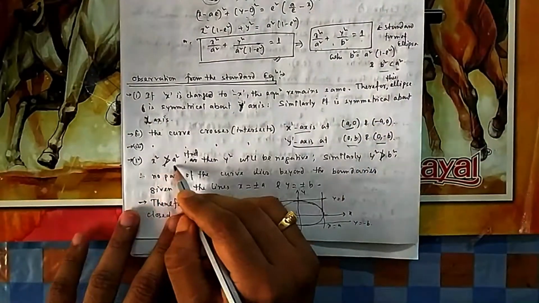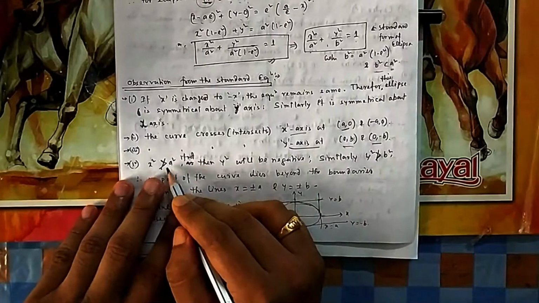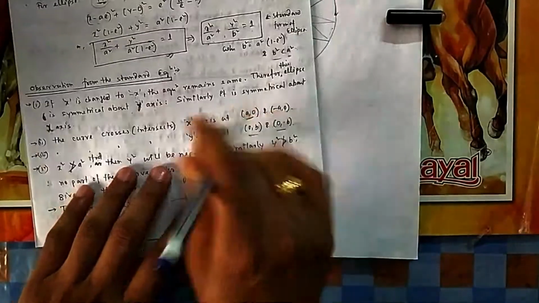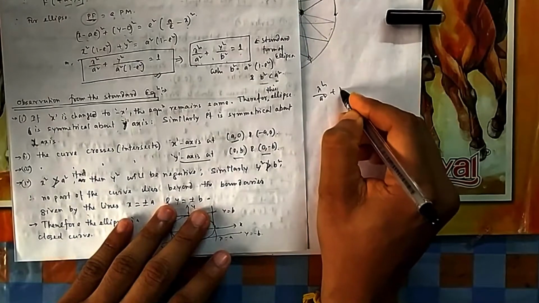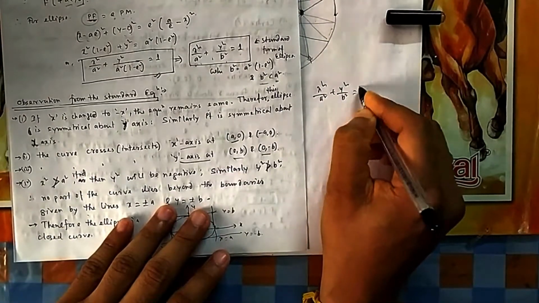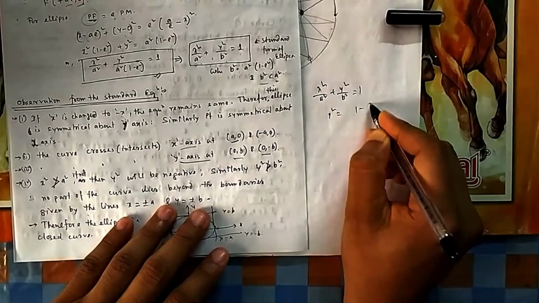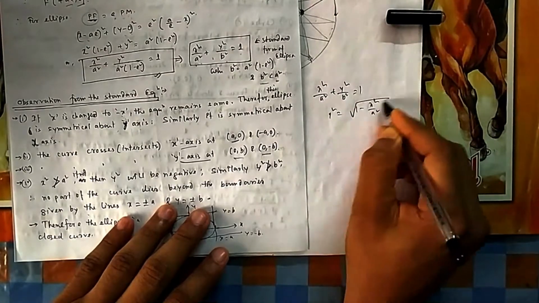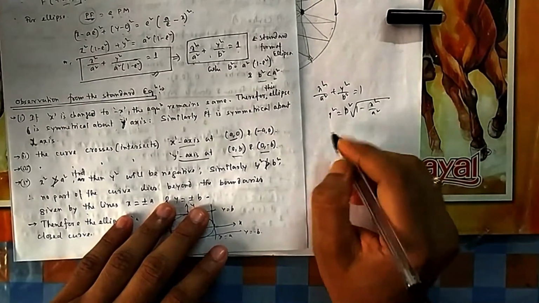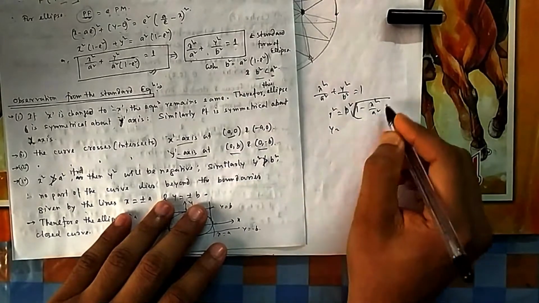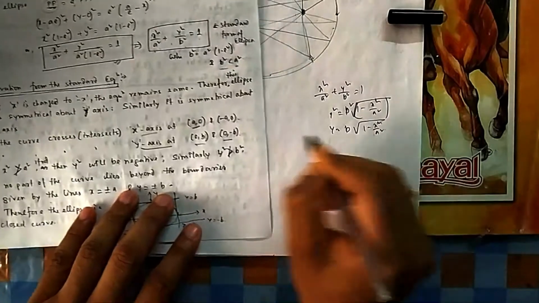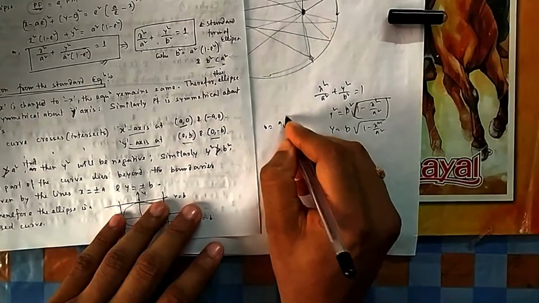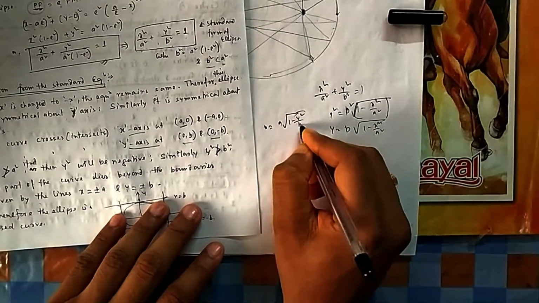Now, x square cannot be greater than a square. Why? If x square is greater than a square, what is your equation? x square by a square plus y square by b square equal to 1. If you calculate, y square will be equal to b square times (1 minus x square by a square), or y is equal to b under root 1 minus x square by a square. Similarly, x you can write as a under root 1 minus y square by b square.